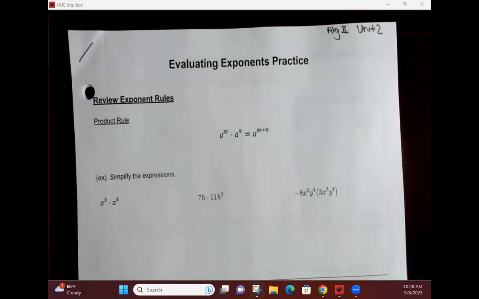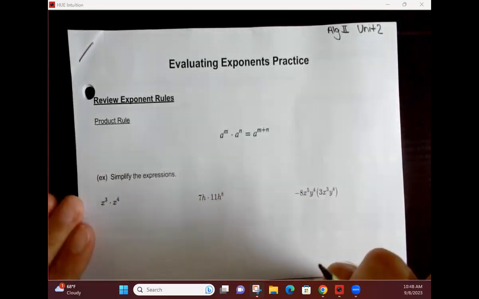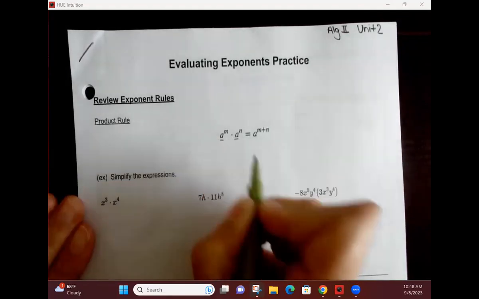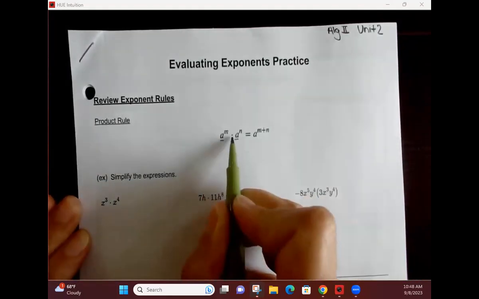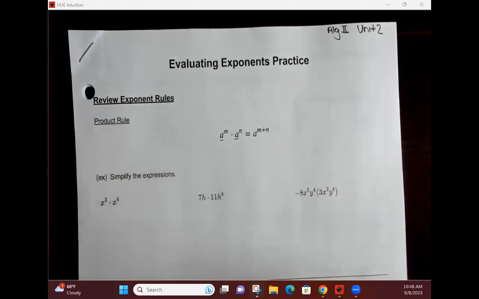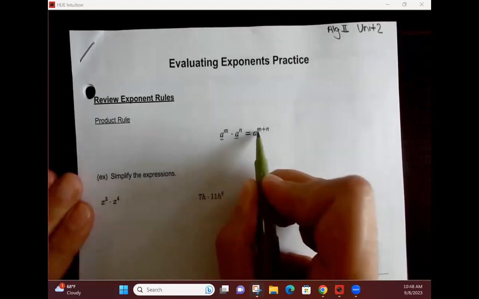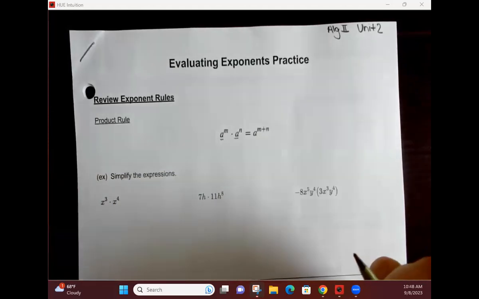The product rule, the first exponent rule that we're going to look at, applies when we are multiplying things that have the same base. So x to the third times x squared, or 2 cubed times 2 to the fifth. Things that have the same base and we are multiplying. When we multiply things that have the same base, we add their exponents. That's how we combine those terms, by adding their exponents.